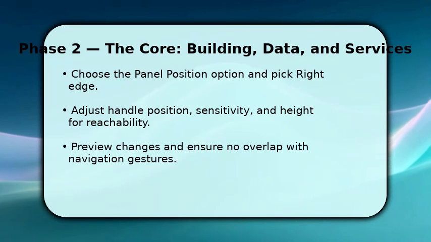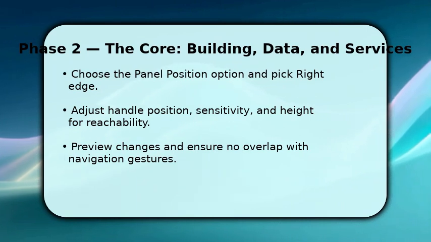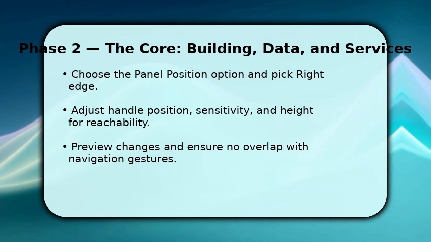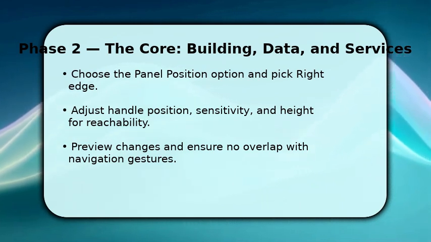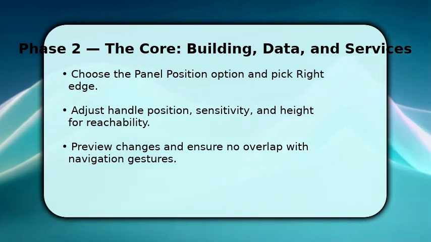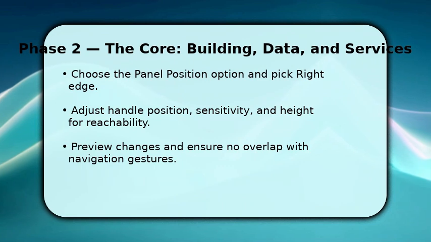This tells the system to render the handle on that side, improving access for right-handed reach. Tap position and pick right, then tweak handle vertical placement so it sits near your thumb zone. Adjust sensitivity and height to avoid accidental triggers, and preview the panel so you can confirm its behavior.